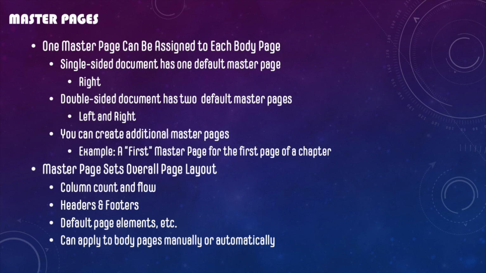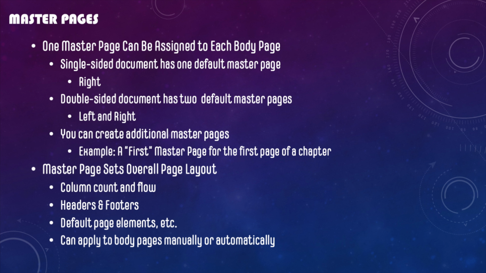One master page can be assigned to each body page, although that's optional. But for complex technical documents, you're going to want that structure that a master page provides to structure the body page. When you create a single-sided document, it'll have one master page by default, and that's named right. If you create a double-sided document, it has two default master pages, left and right. You can create additional master pages as required, and an example of why you would want to do that is if you have a book with multiple chapters and the first page of each chapter has a different layout from the rest of the pages within that chapter.